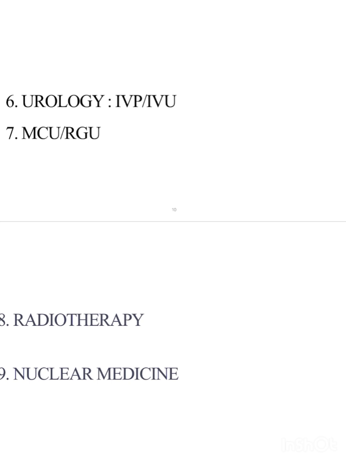Then you have certain MCU or RGU signs, just spotters. You need to remember them, especially for VUR grading, and for posterior urethral valve, the spotters are classical. You have other important things like diverticulae or neurogenic bladder, and anterior or posterior urethral stricture, and also BVF.